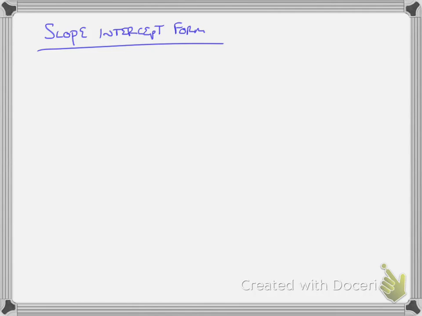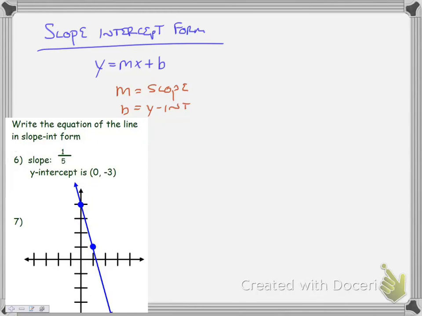So we're going to discuss slope-intercept form now, which is y equals mx plus b. The m represents the slope. The b represents the y-intercept. So we're going to write the equation of a line in slope-intercept form that has a slope of 1/5 and the y-intercept of (0, negative 3).